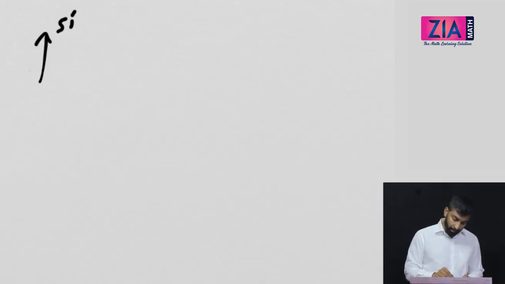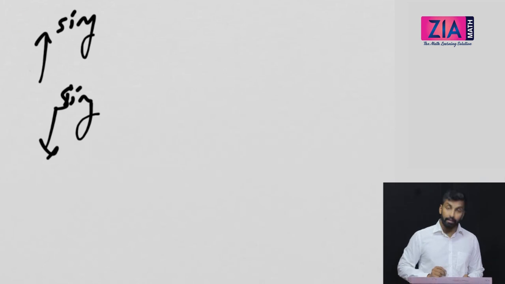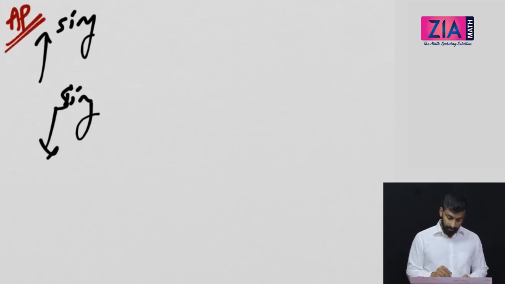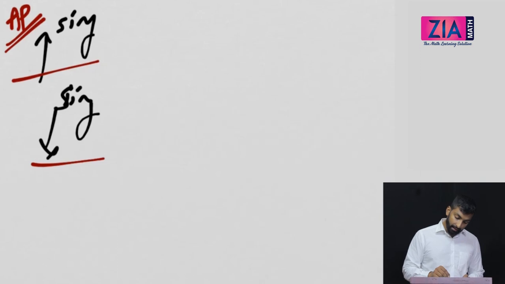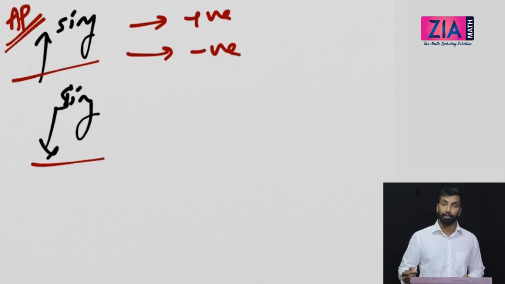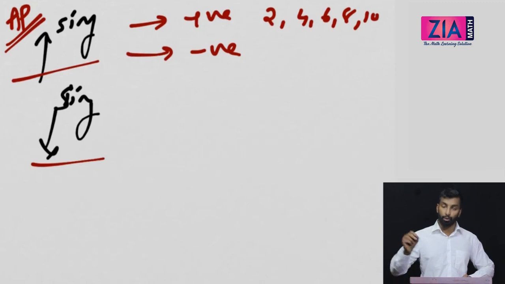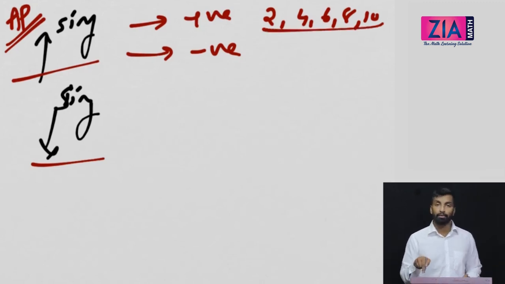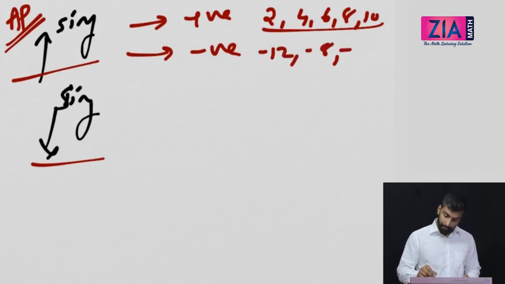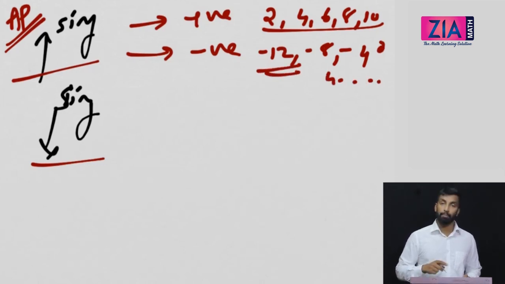Okay, now let's quickly see what are the different types of APs and how their sum will look on a graph. So what are the different types of AP? There are basically increasing AP and decreasing AP. Within increasing itself you can have 2 categories, starting with positive and starting with negative. Starting with positive means 2, 4, 6, 8, 10, etc. This is an increasing AP starting with a positive number. Starting with negative, it will be like minus 12, minus 8, minus 4, 0, 4, etc. This is starting with a negative number but it is increasing.